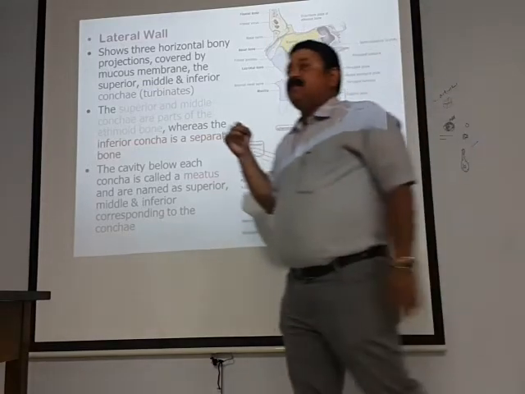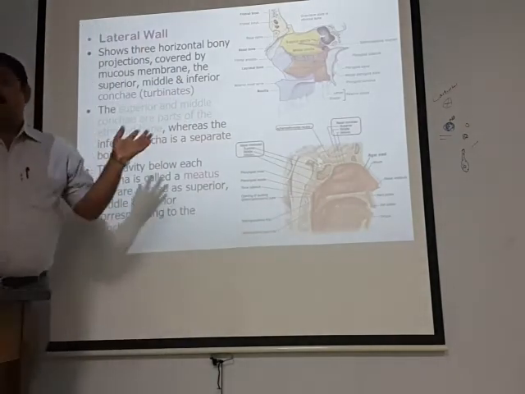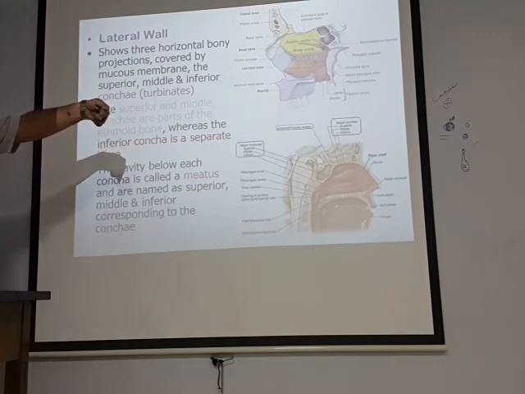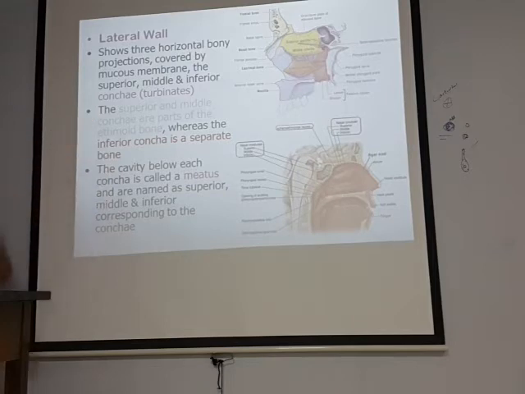Why are these important? The paranasal sinuses, the air-filled cavities, open here. That is why these meatus and recesses are important. What opens where is in the further slides. Paranasal sinuses: frontal sinus, maxillary sinus, ethmoidal sinus. It is nothing but air-filled cavities in the skull bone. Those are opening here in the lateral wall of the nose.